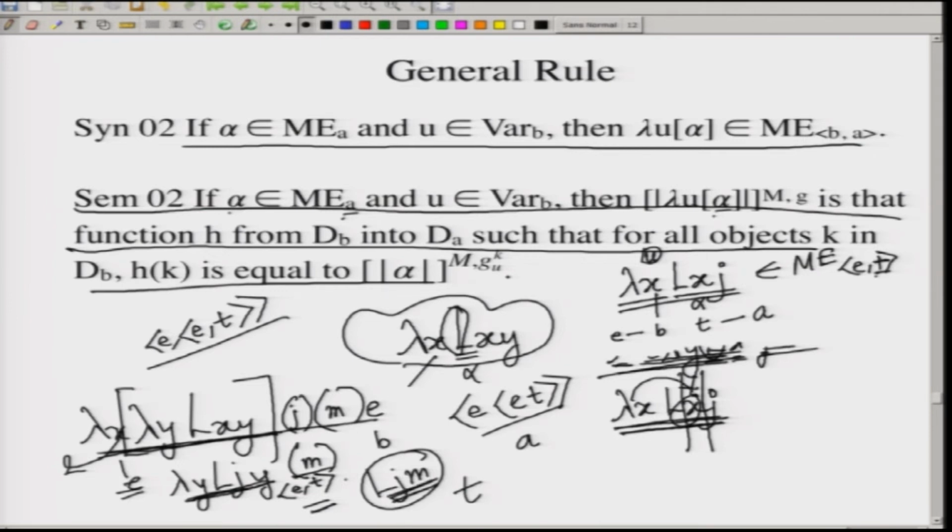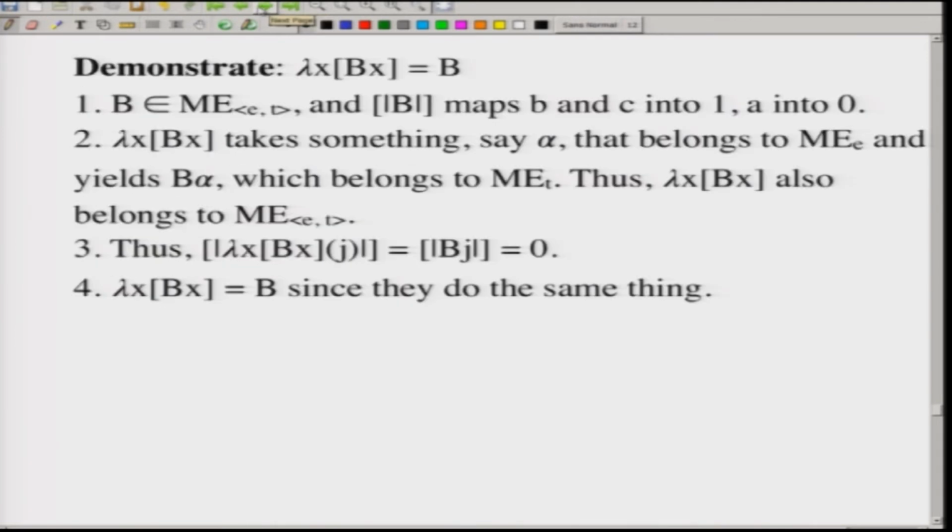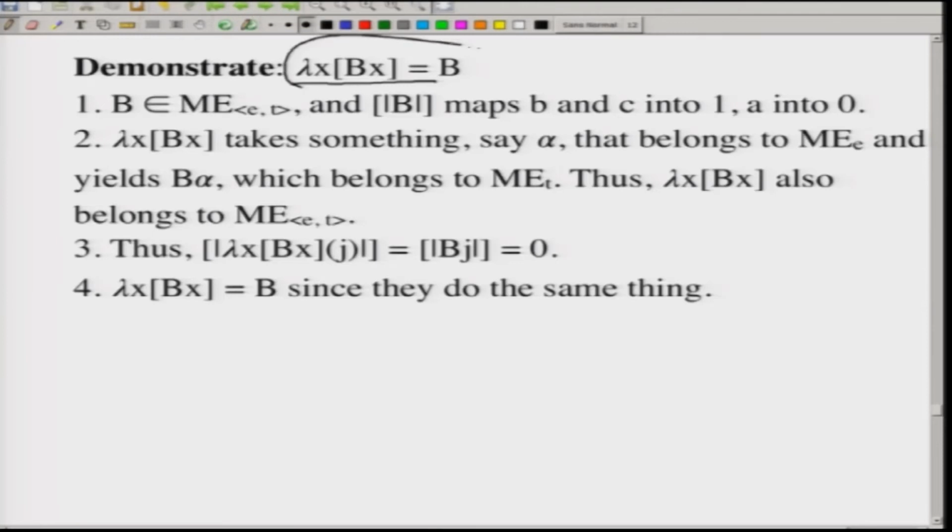We will see that. The model will help us check a few. For example, the first thing is this point, that is, we will establish that this expression lambda x B x defines B itself, and then we will talk about its significance. Now, we will try to demonstrate that this is the case, and here is our demonstration.